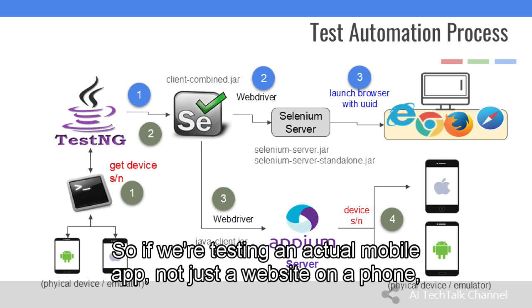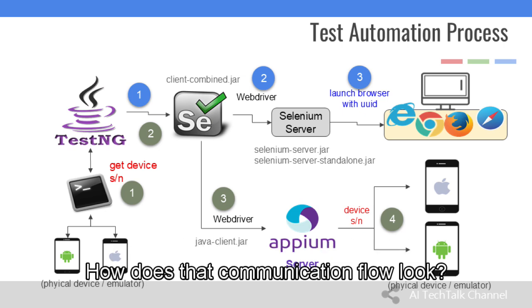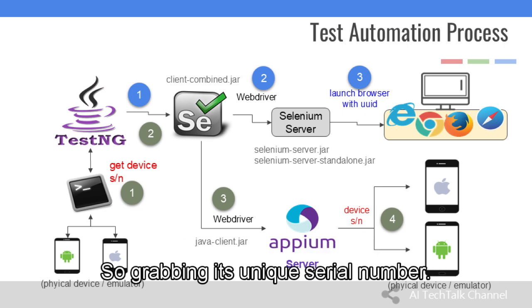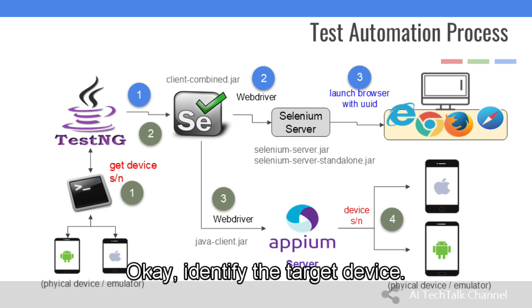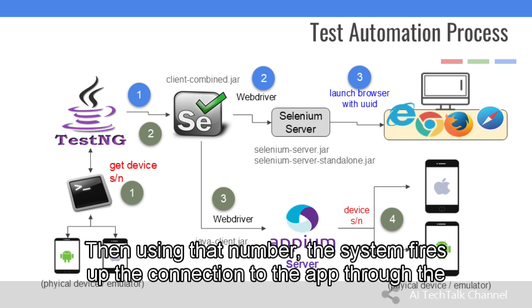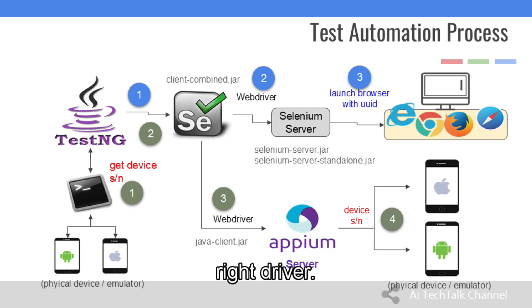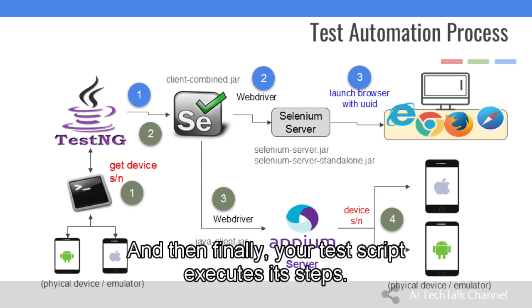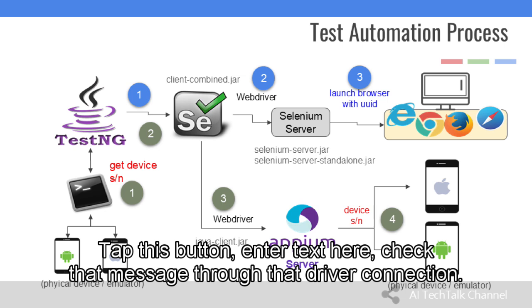Right. So if we're testing an actual mobile app, not just a website on a phone, how does that communication flow look? Typically, it starts by figuring out which device you want, so grabbing its unique serial number. Okay, identify the target device. Yep. Then, using that number, the system fires up the connection to the app through the right driver. It's not really launching a browser in this case, but initiating contact with the app itself. Gotcha. And then finally, your test script executes its steps. Tap this button, enter text here, check that message through that driver connection.